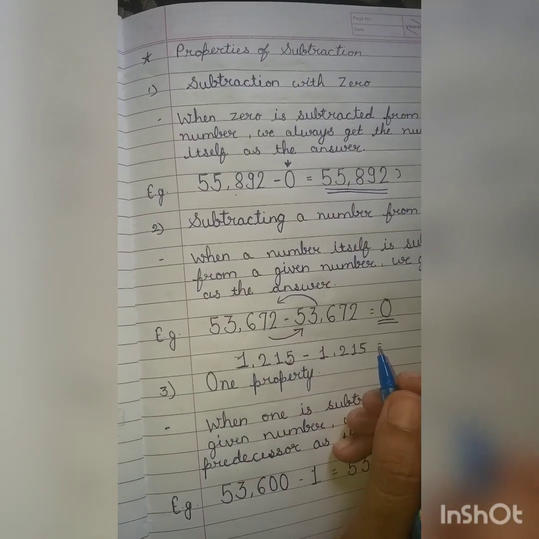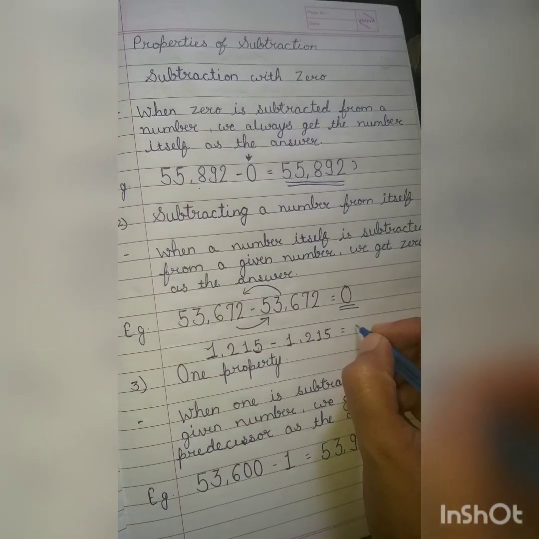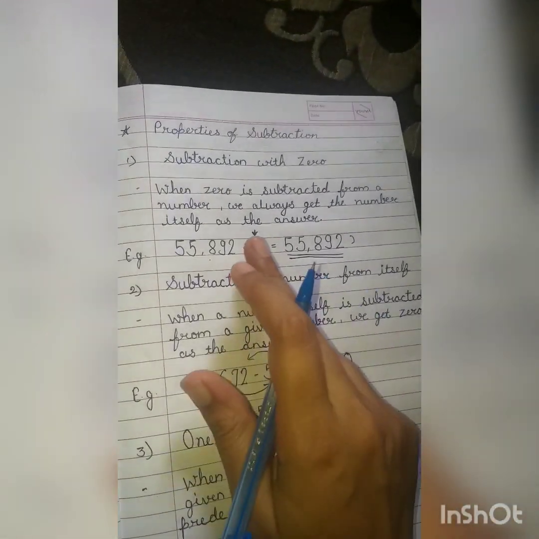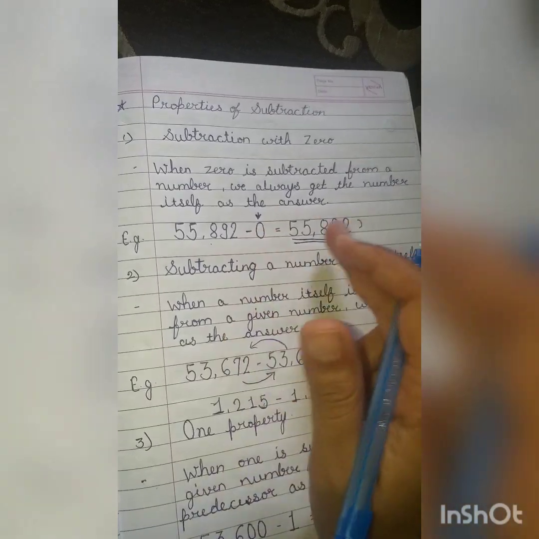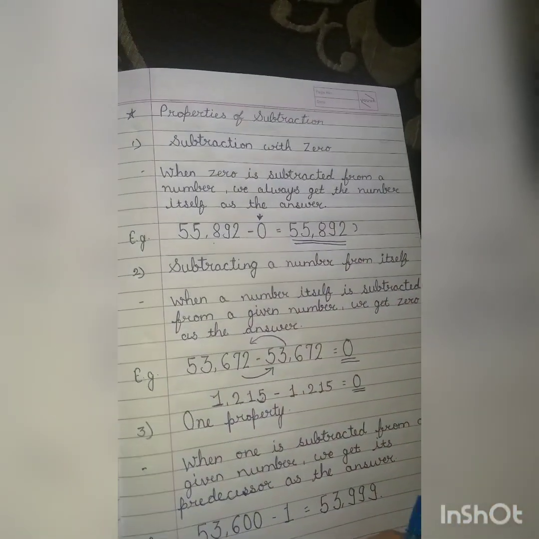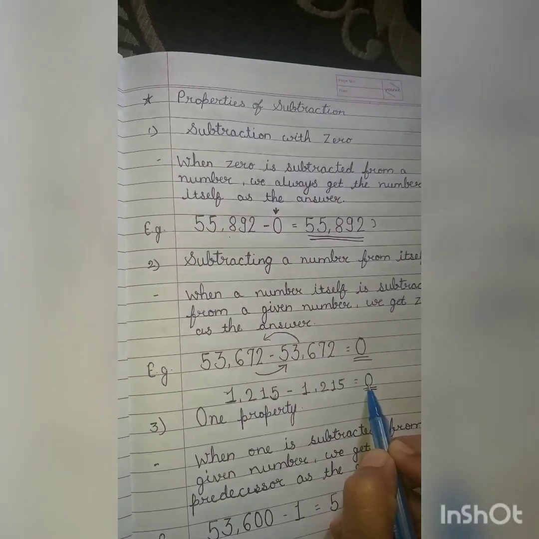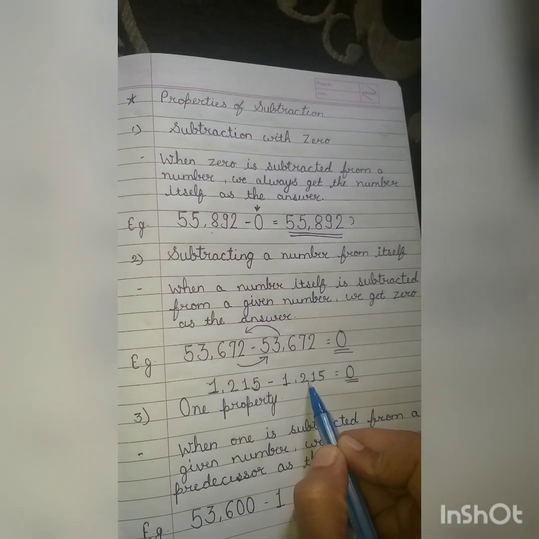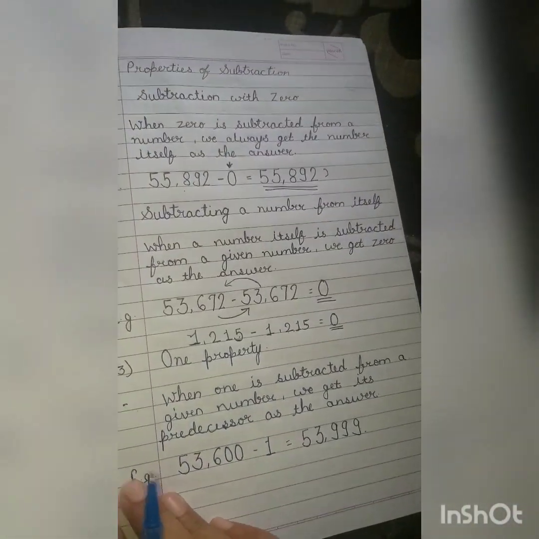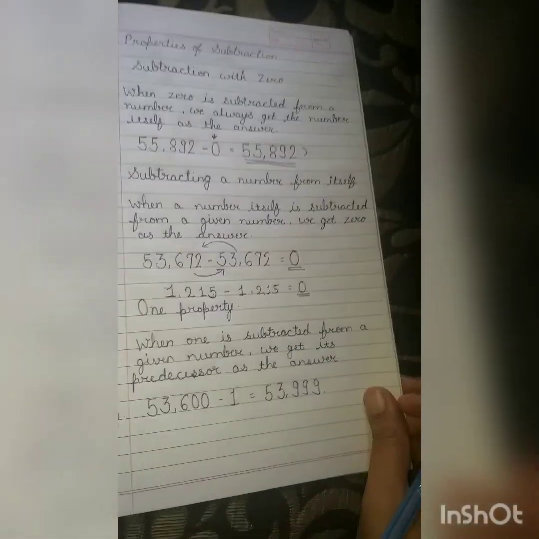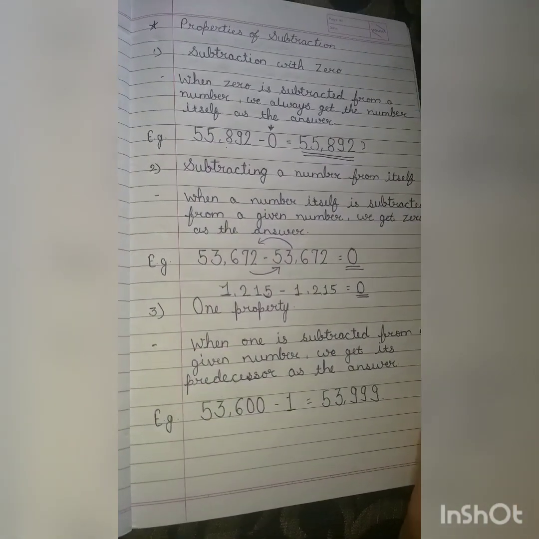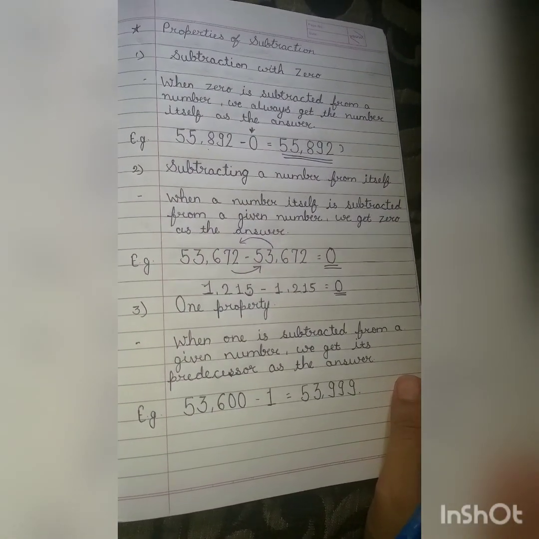That means when we subtract the same number from the given number, we get 0 as the answer. Here also, if we subtract 0 from any number, we get the same number as the answer. And here we get 0 as the answer when we subtract the same number from the given number. Now we are going to see the third property, that is the last property.